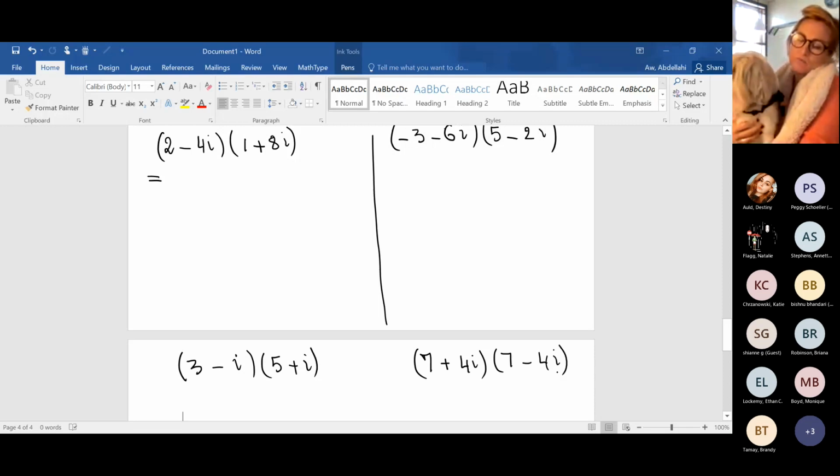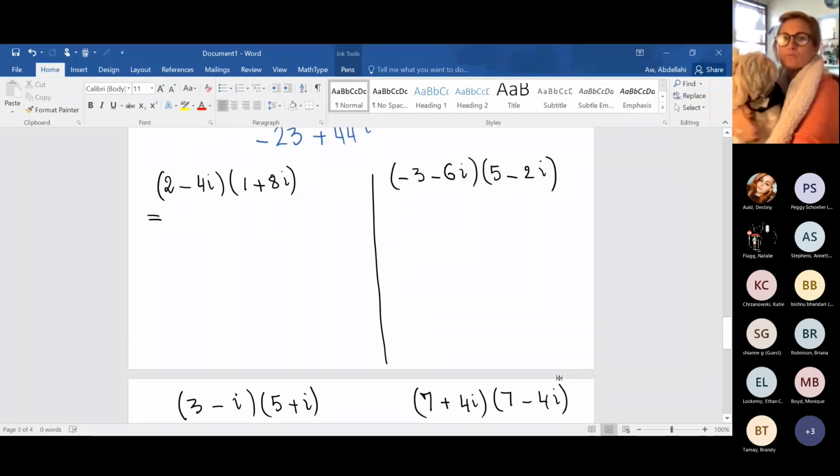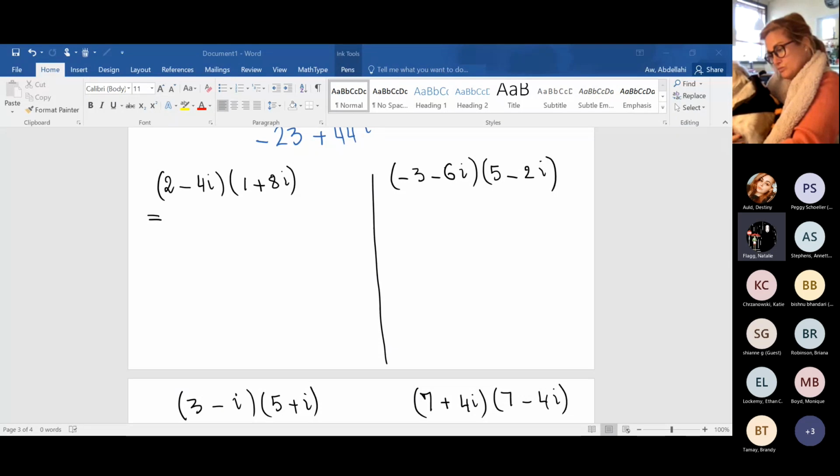All right, I'm going to give you a good 5 minutes for everybody to try to do these four products. Wait, so if it's a negative number, i squared, it becomes positive? Mm-hmm. Exactly. That's exactly true.